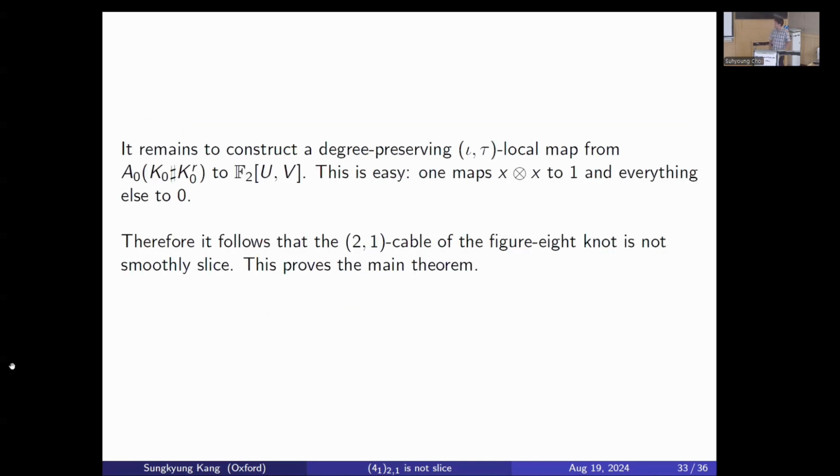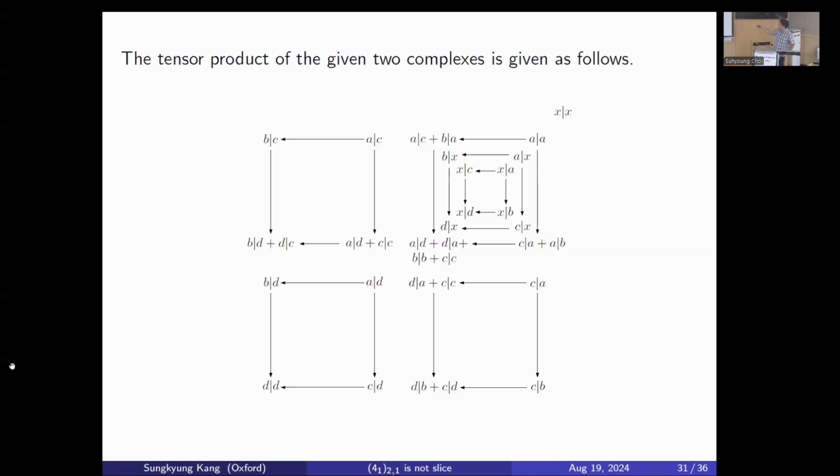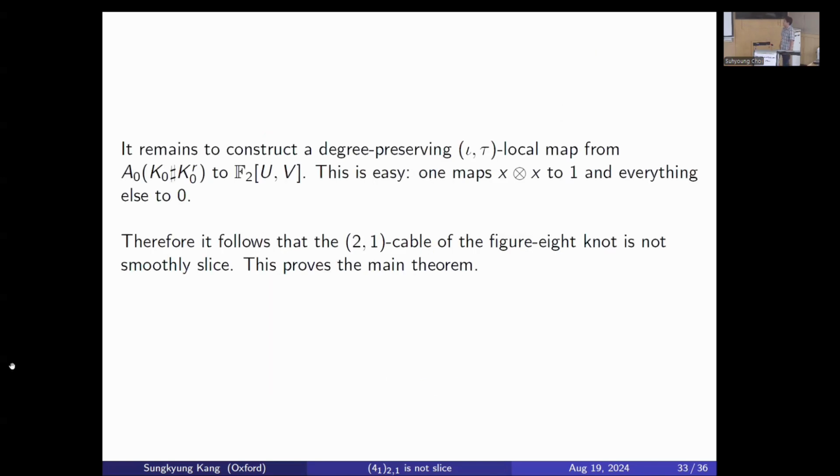It remains to construct a local map in the opposite direction from A0 to the trivial complex. And that's easy. What you do is that you collapse everything here to zero and you just leave this alone. And then this actually homotopy commutes with iota and tau. So there's such a map. And therefore, it follows that the (2,1) cable of the figure 8 knot is not slice and has infinite order. This proves the main theorem.